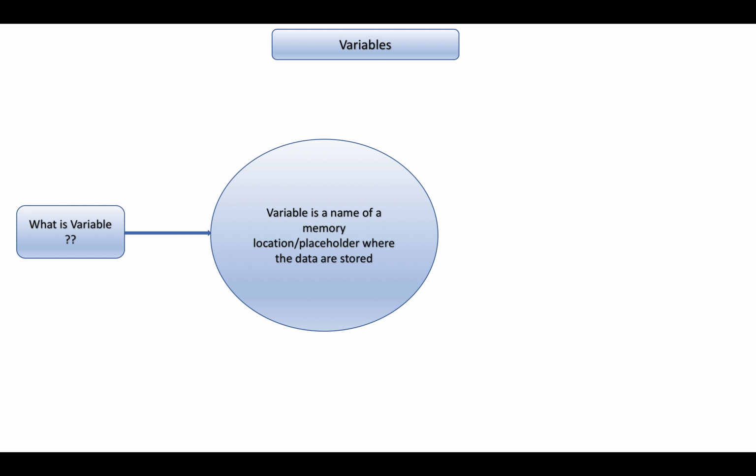So wherever you are keeping the value, you are naming the place. So a variable is nothing but the name of a placeholder or memory location where you are keeping 5. One place you are naming as A where you are keeping 5, another place you are naming as B where you're keeping 2. You have two variables. You got the point, right?